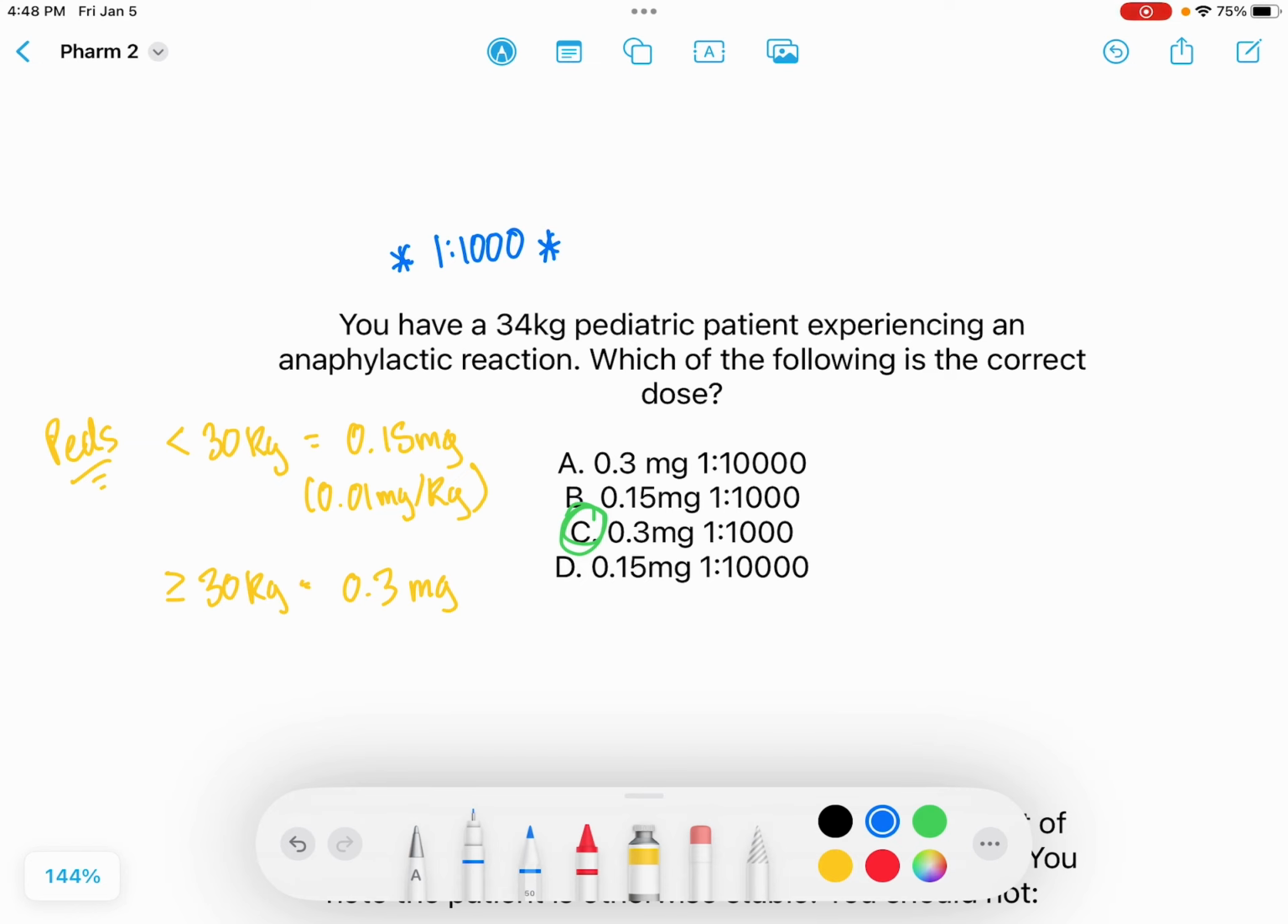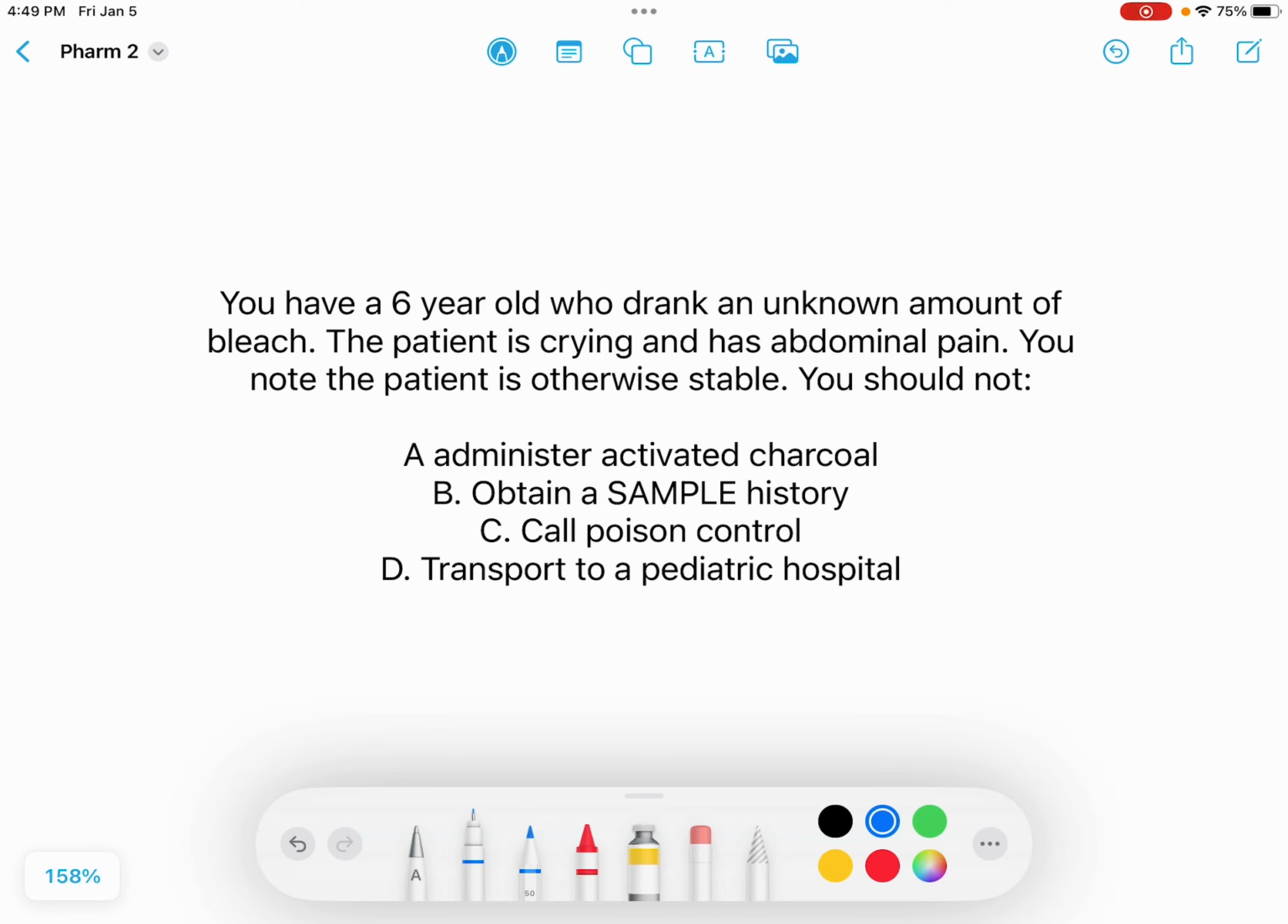All right. Next question. You have a 6-year-old who drank an unknown amount of bleach. The patient is crying and has abdominal pain. You note that the patient is otherwise stable. You should not: A, administer activated charcoal; B, obtain a sample history; C, call poison control; or D, transport to a pediatric hospital. So pause if you need to, spend a moment thinking about your answer.